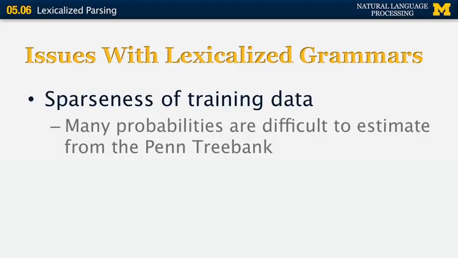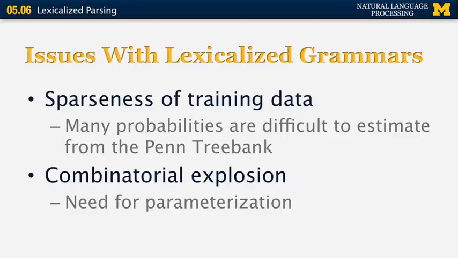So this helps us address some of the issues with lexicalized grammar, specifically that the training data is much more sparse when you train a lexicalized grammar because of the so many different combinations that you have to take into account. And that leads to a combinatorial explosion, and you need to parameterize the grammar.